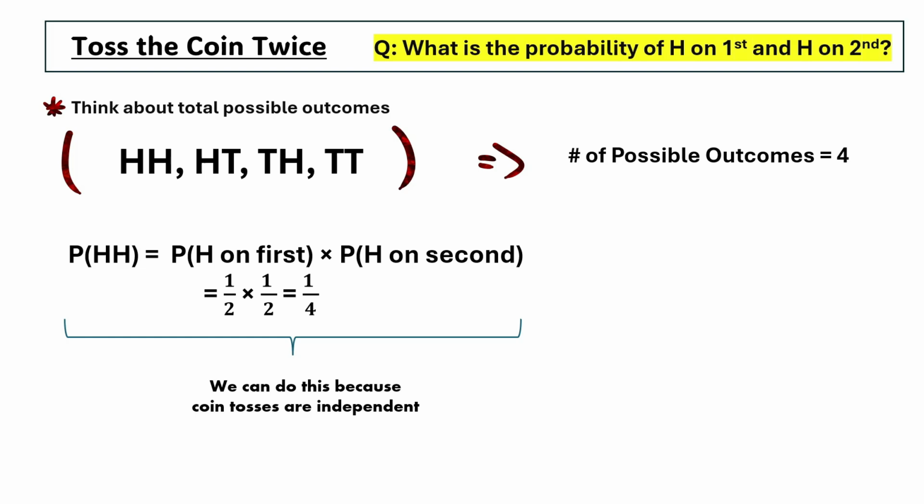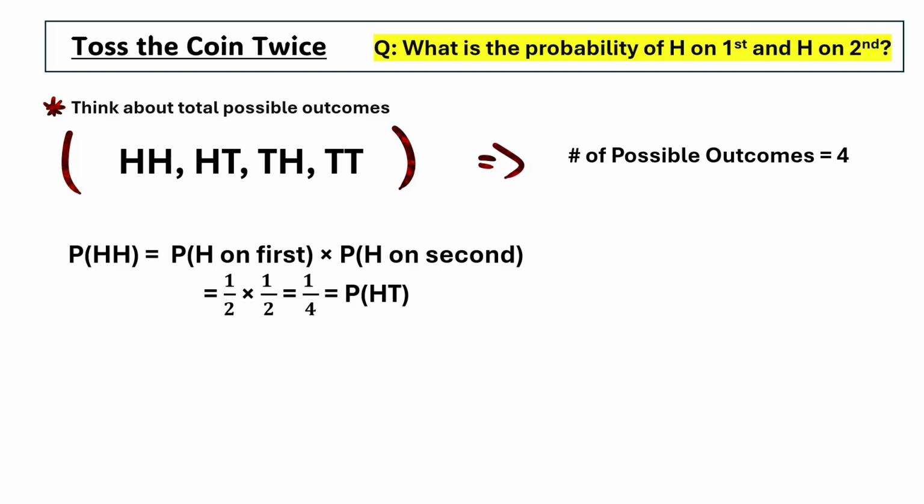Now, before we move on to the next question, I want to point out that P of HH equals P of HT. And that's because the probability of getting heads on the first toss is 1/2, and the probability of getting tails on the second toss is also 1/2. So if you multiply those two, you end up with 1/4. So I hope it's clear that the probabilities of all four outcomes are equal in this particular experiment.